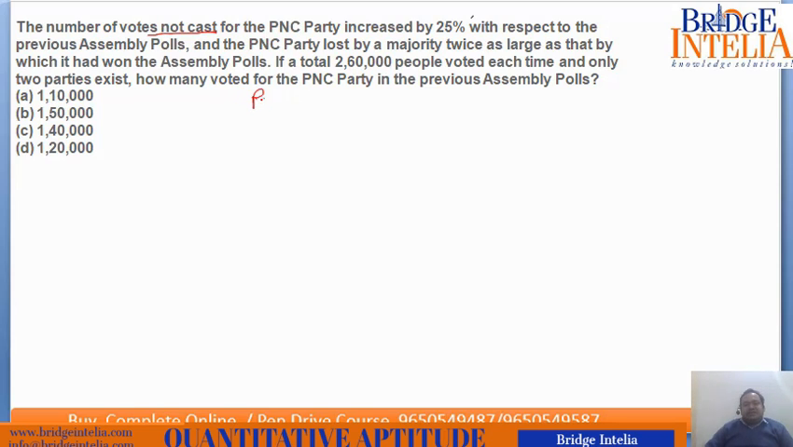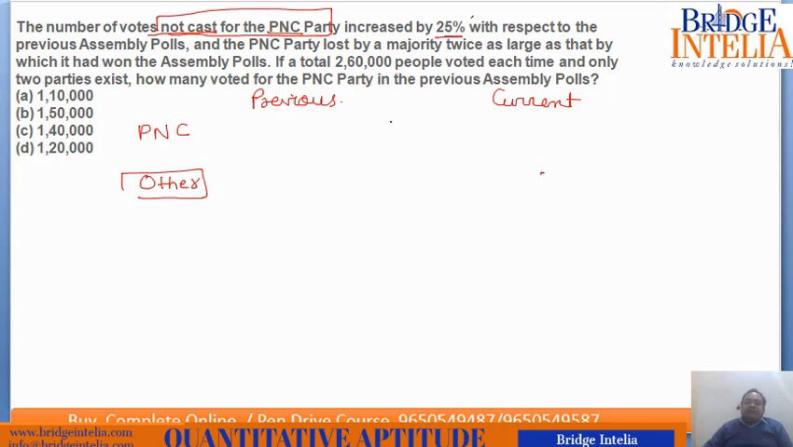So let's name them previous, and this one as current assembly polls, and only two parties exist. One is PNC, and the other we call opponent or other. Only two parties exist, please remember. Now what do we know? The votes not cast for PNC go to the other. So basically in the current assembly, this party got 25% more votes.